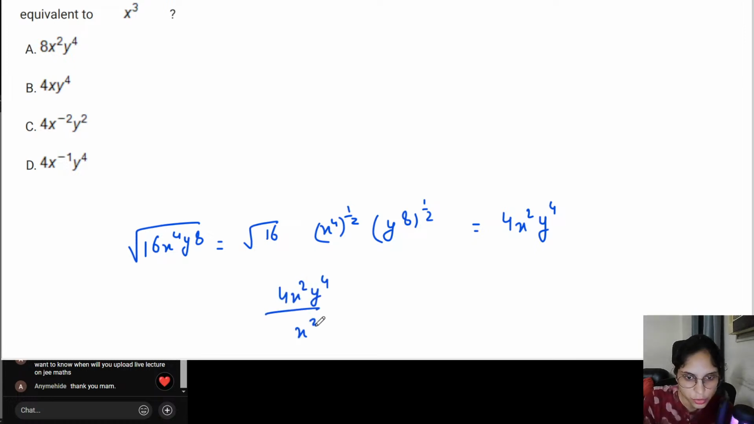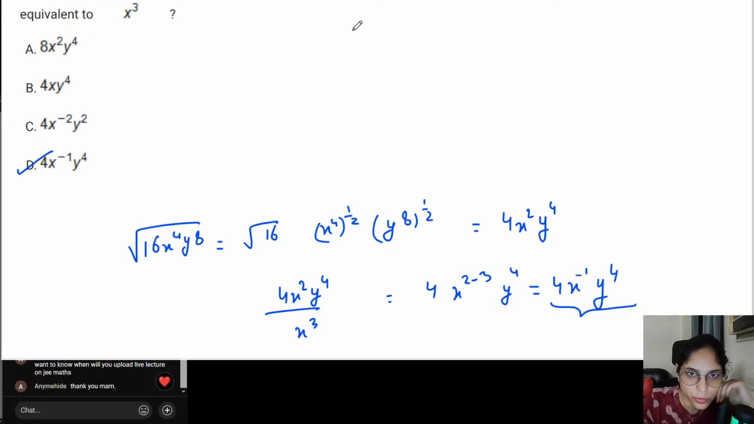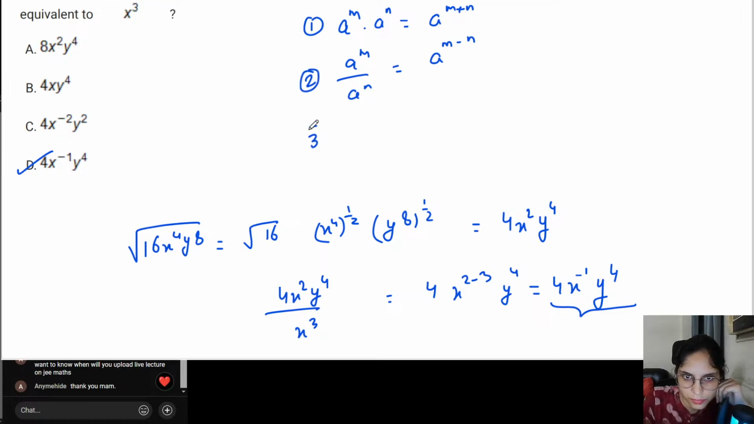And you're dividing by x cubed. So nothing will happen to 4. With x, it is going to be 2 minus 3. So it's all just laws of exponents. This is our answer, 4x to the negative 1 y to the 4th. What we are doing, you just have to remember a to the power m times a to the power n is a to the power m plus n. It is not used here, but remember this. A to the power m divided by a to the power n is a to the power m minus n. This is the theory part that I'm covering.